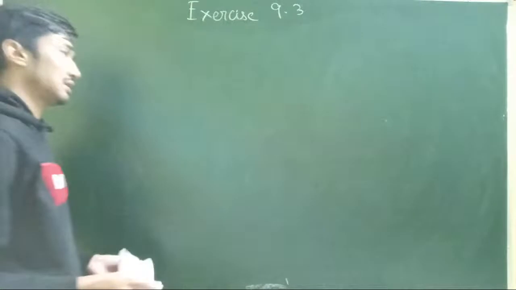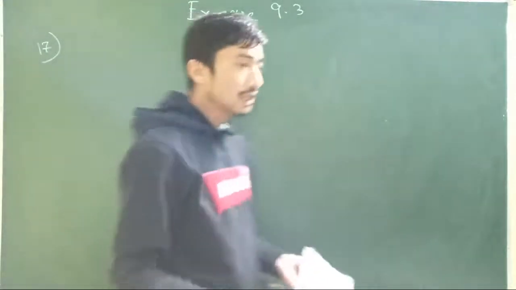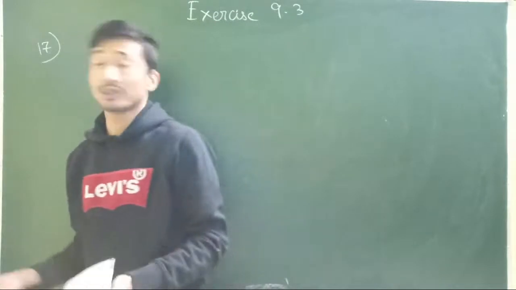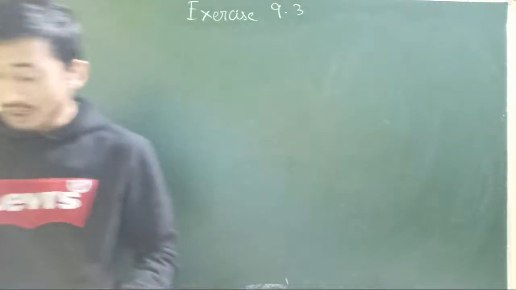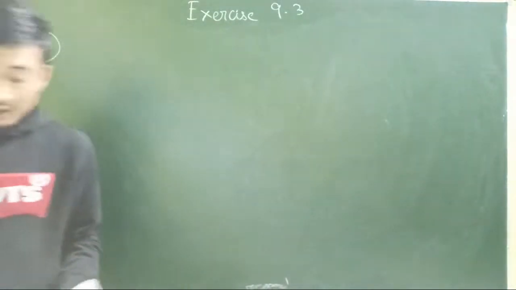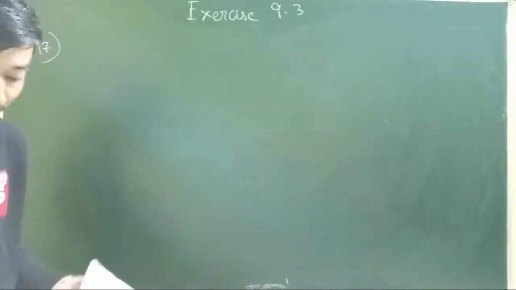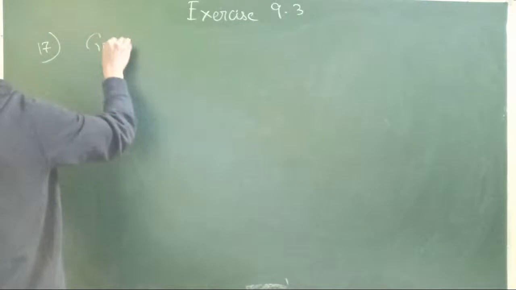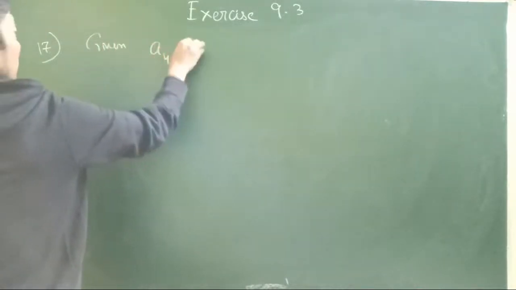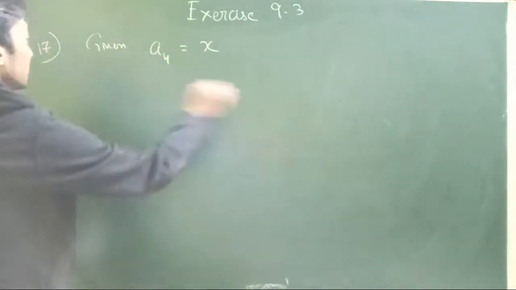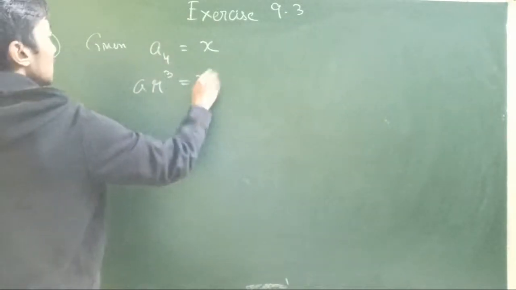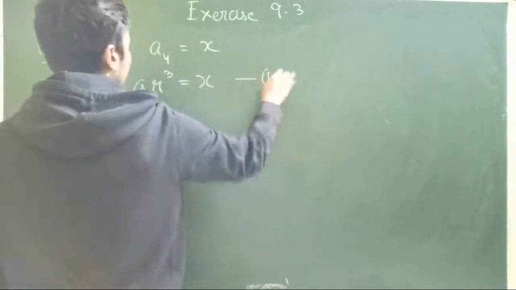So let A be the first term and R be the common ratio. Alright, then let's see what we can have. Given the first case, the fourth term is x. So that is AR cubed, since 4 minus 1 is 3, equal to x. Fine.